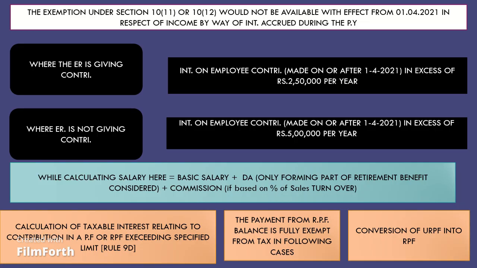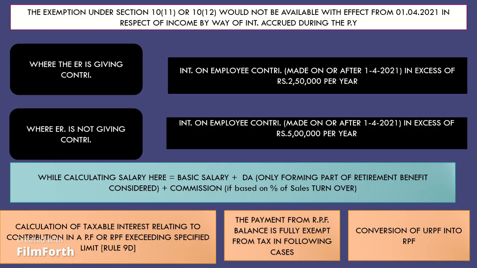The CBDT has, vide Rule 9D, notified the manner to calculate taxable interest relating to contribution in a Provident Fund or recognized Provident Fund exceeding the threshold limit. Interest income accrued during the previous year which is not exempt from inclusion in the total income of a person, that is, taxable interest, shall be computed as the interest accrued during the previous year in the taxable contribution account.